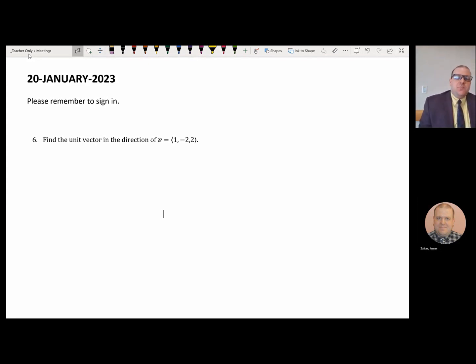So what we're going to be doing is multiplying v by some scalar such that the result is unit length. Well, once you just multiply by 1 over its length, the result would be unit, right? That was proved in the video. So first, find the length of v.